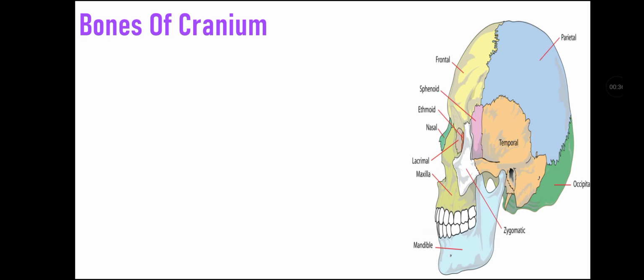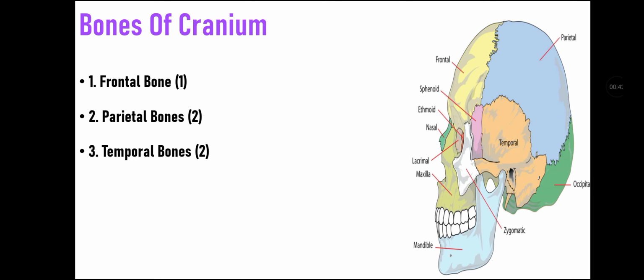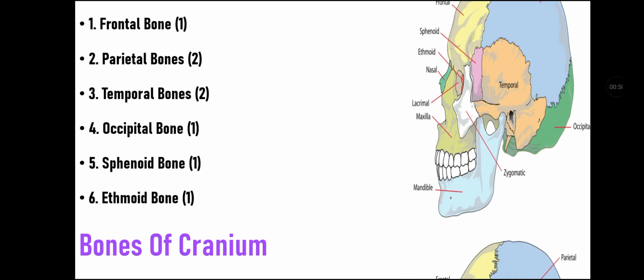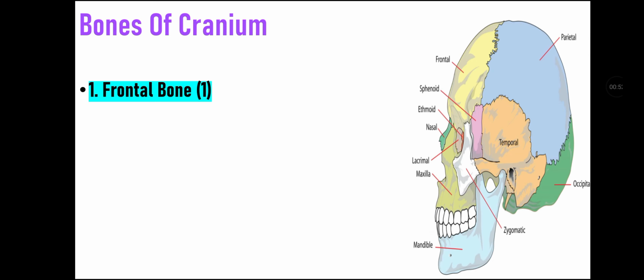Then we will talk about bones of cranium. Bones of cranium include frontal bone, as you can see in diagram, parietal bone, two temporal bone, one occipital bone, and one sphenoid bone and one ethmoid bone. All of these combining to form 8 cranial bones. Now let's talk about these bones one by one.